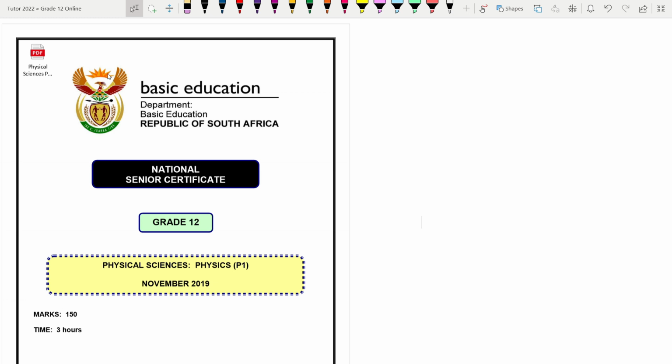Question 1, multiple choice, or do we go to question 2, which is Newton's second law? Where do we start? Can we start with work, energy, and power? The work, energy, and power question. Okay, that's fine.